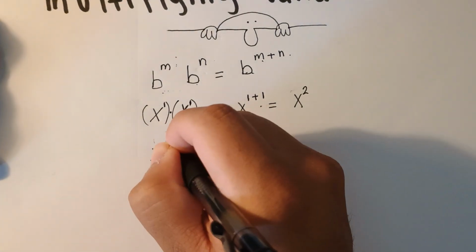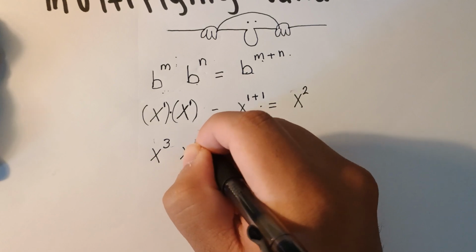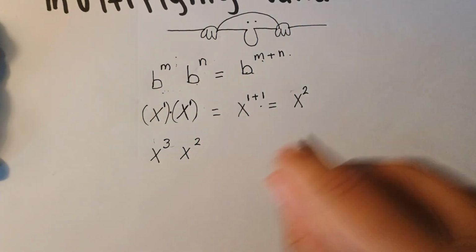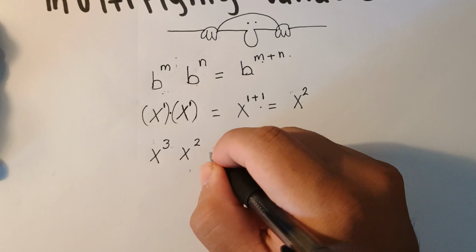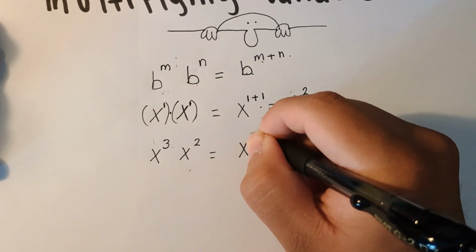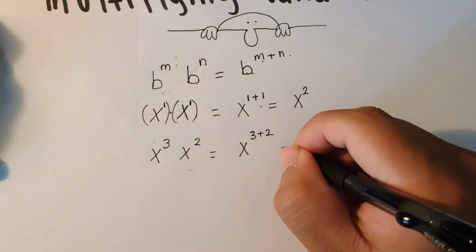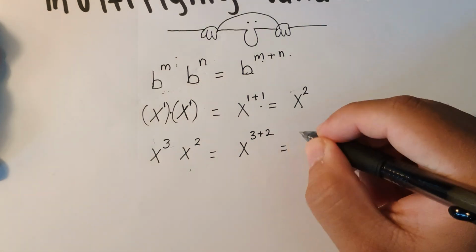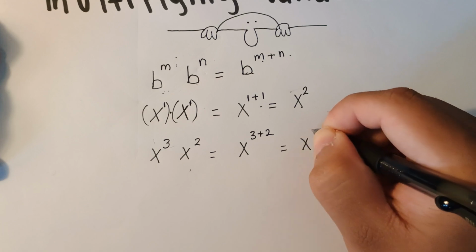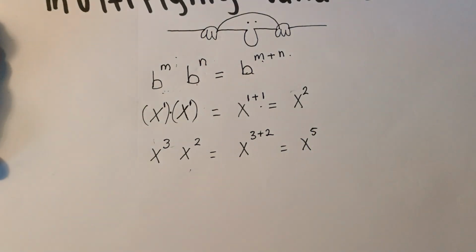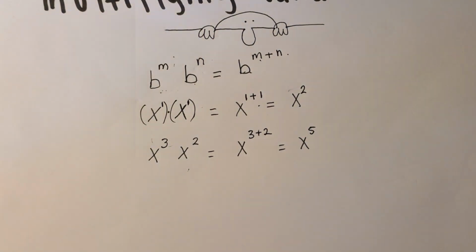Here's another problem. So we're multiplying these two together. We're going to get x to the 3 plus 2. And then you can simplify it more by just adding these two. So you get x to the power of 5. And that's your answer. That's how you multiply variables.